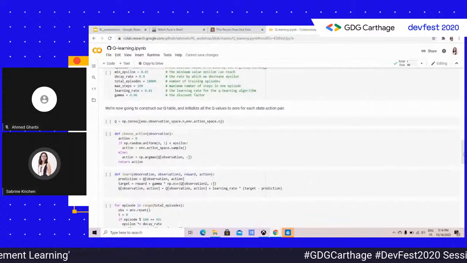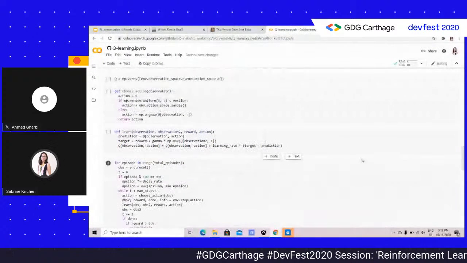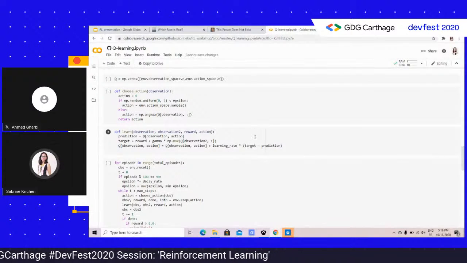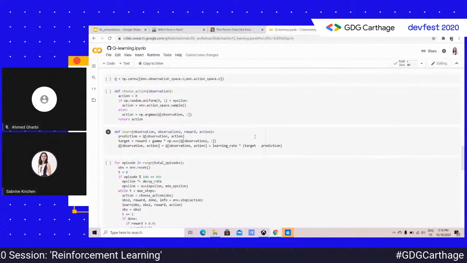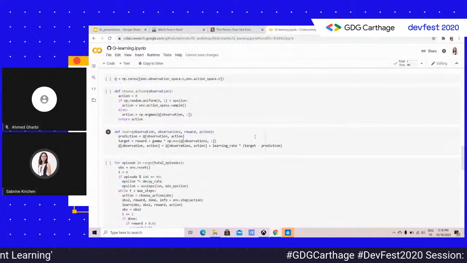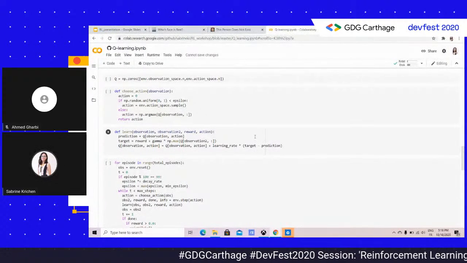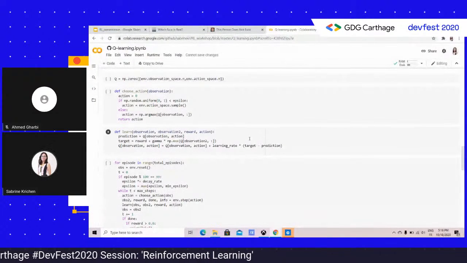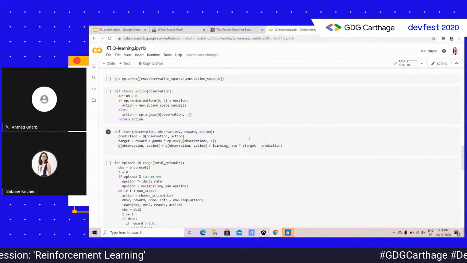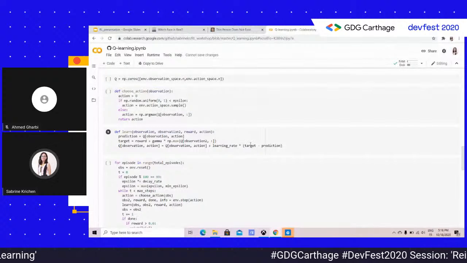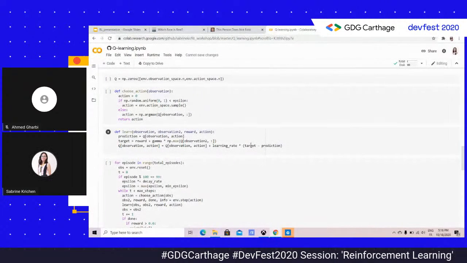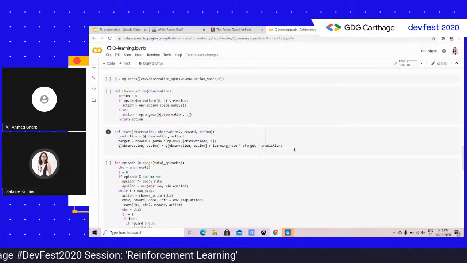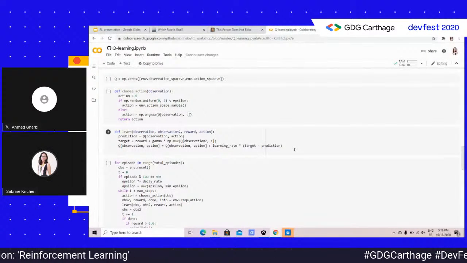Then in this second function, learn, the agent will learn to update the Q values in the Q table. So he will have the current observation and the next observation, and he will have to update the Q table using the following equation that I've already mentioned in the slides.